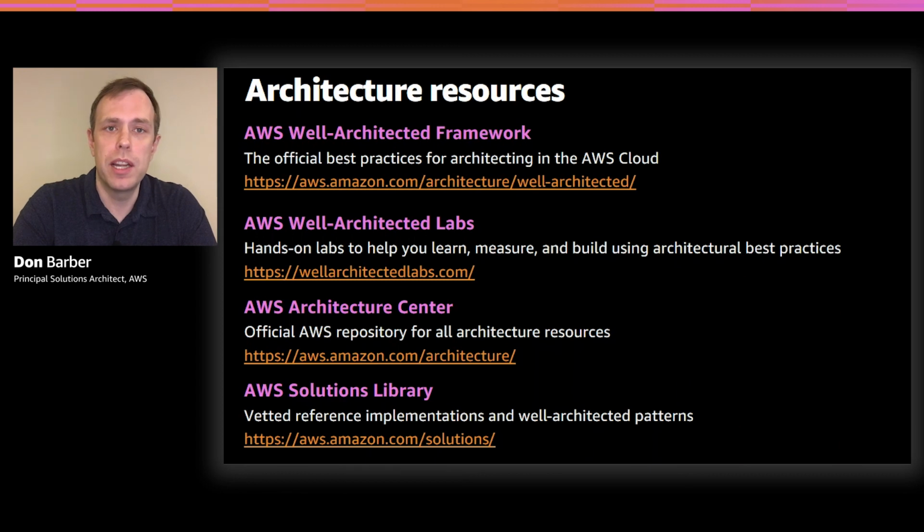For all the participants, I encourage you to check out some of these links available on this page. First is the AWS Well-Architected Framework. It is a series of white papers on best practices for building in the cloud. And building on top of those are a variety of other resources, such as our AWS Well-Architected Labs, which are hands-on labs to help you build using architectural best practices. The AWS Architecture Center, which is our official repository for all architecture resources. And finally, the AWS Solutions Library, which contain vetted reference implementations of well-architected patterns.